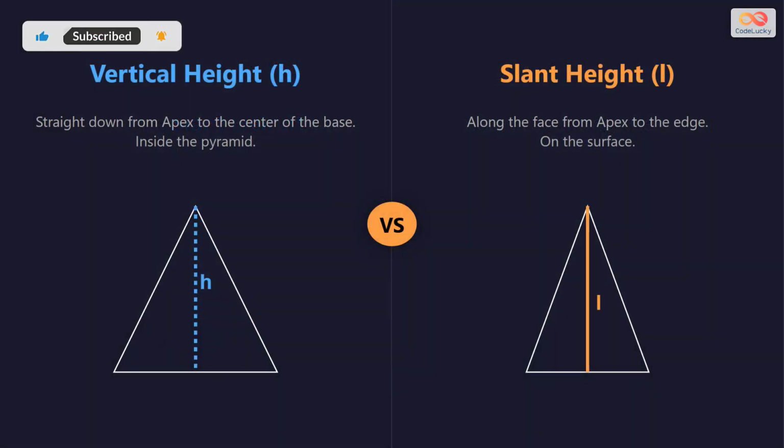A very common point of confusion is the difference between vertical height and slant height. Vertical height, represented by H, goes straight down the middle, inside the pyramid. Slant height, L, runs along the outside surface. Think of sliding down the side of a pyramid. That is the slant height.